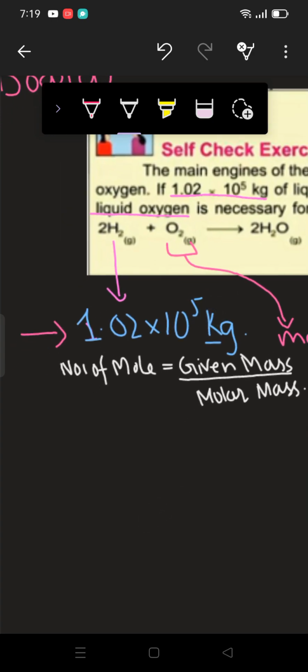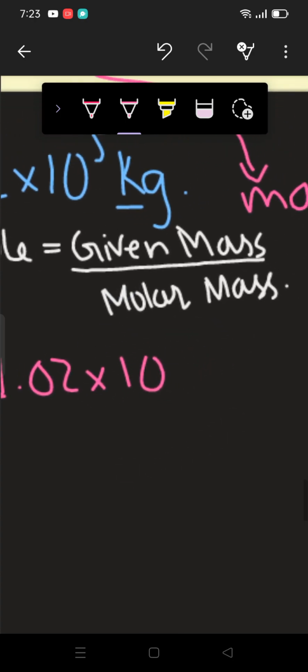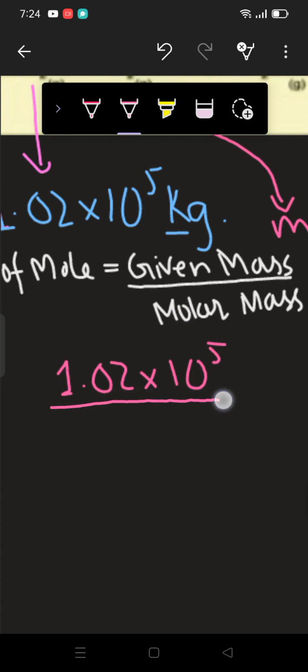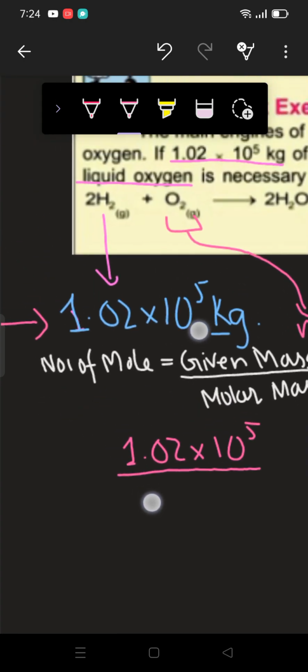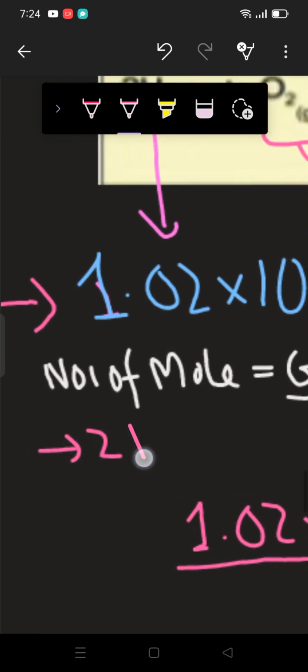Now you already have the mass given in the question, right? You need to divide that by the molar mass. So let's divide this given mass by the molar mass. The given mass, we know that it is 1.02 into 10 to the power 5, upon the molar mass of hydrogen. Let's calculate that.